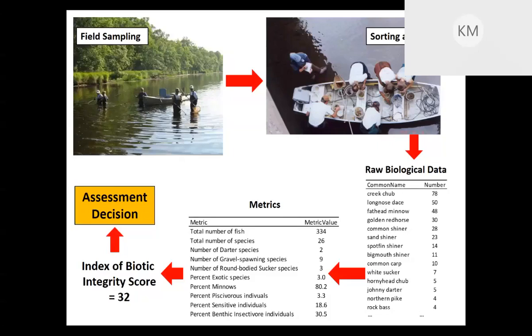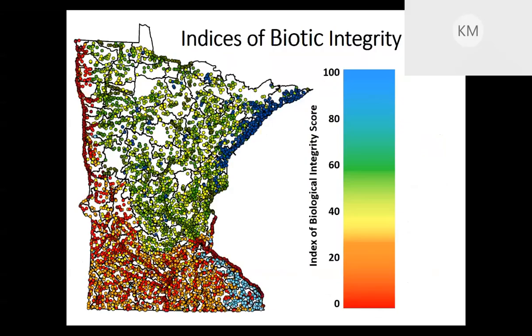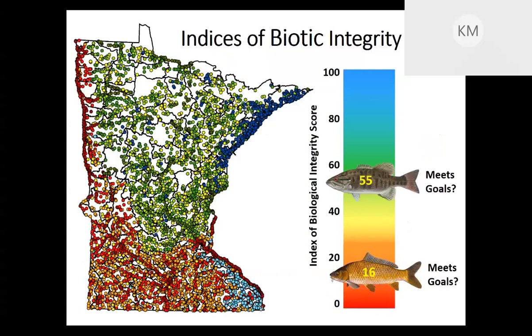And so we get a score, and then the question is, what score is in attainment of the Clean Water Act minimum goal, in attainment of Minnesota's goals in terms of aquatic life? So we get a community that meets a 16. Does that meet goals? 55, 87. What is the IBI score that's consistent with attainment of our aquatic life beneficial uses?